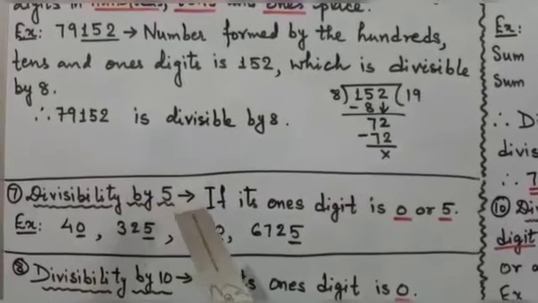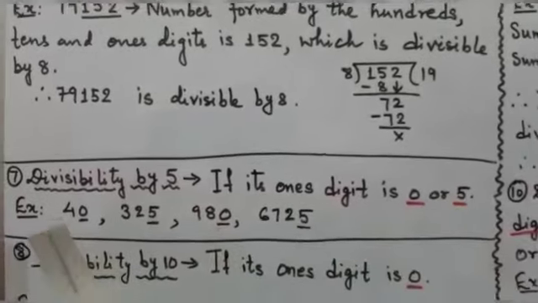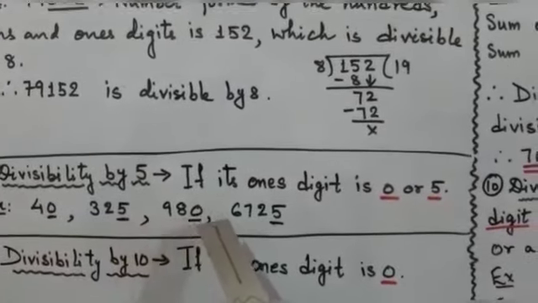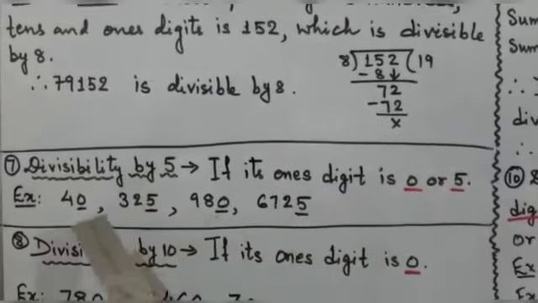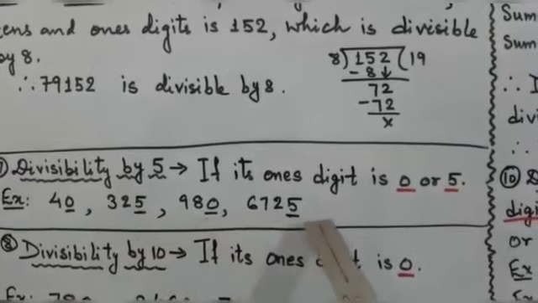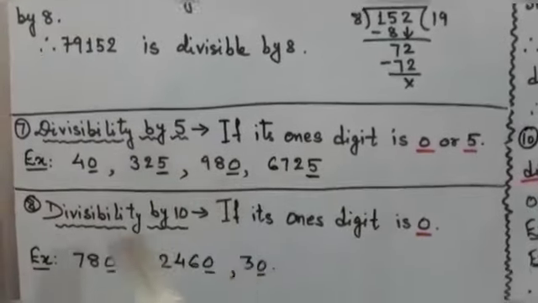Divisibility by 5. If its ones digit is 0 or 5. Examples: 40, 325, 980, 6725. Ones place is 0, 5, 0, 5. So all these numbers are divisible by 5.